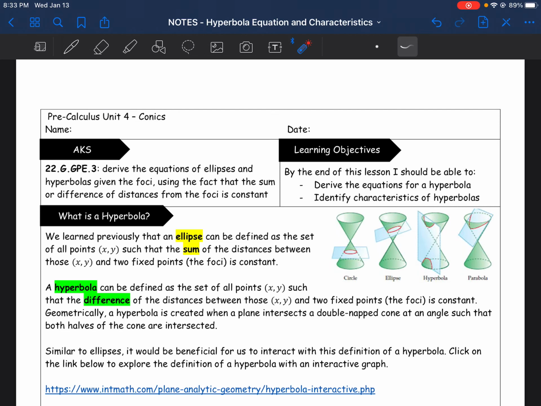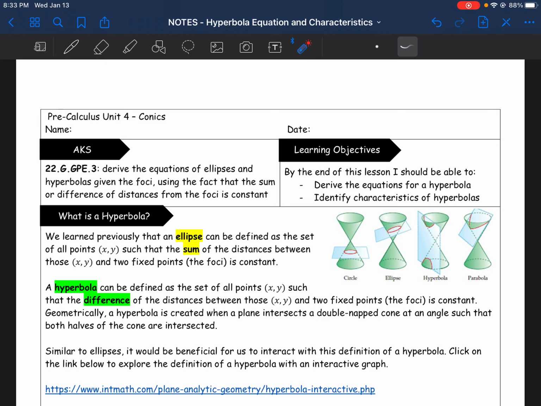In today's videos, we're going to be looking at hyperbolas. So we learned previously that an ellipse can be defined as the set of all points xy, such that the sum of the distances between those xy points and two fixed points called the foci are constant. A hyperbola can be defined as the set of all points xy such that the difference of the distances between those xy coordinates and two fixed points, again the foci, is constant.